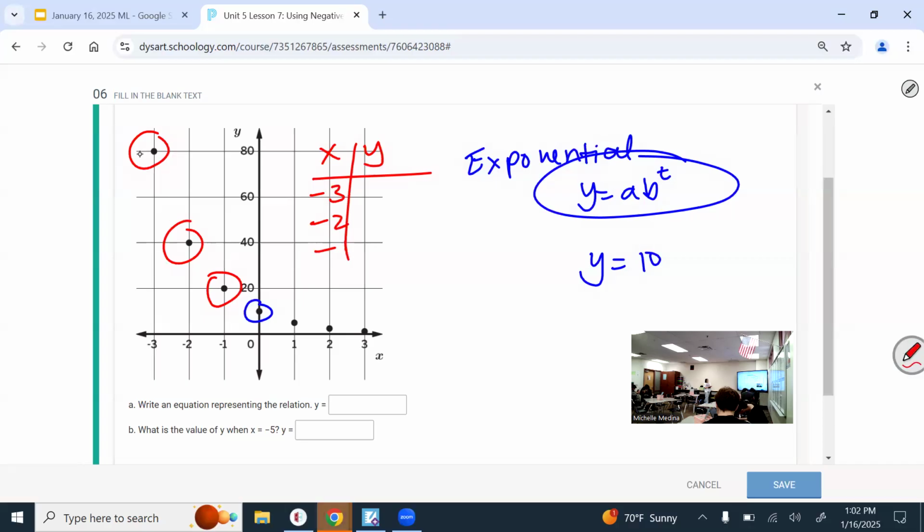So where x is -3, the y is 80. Where x is -2, the y is 40. Where x is -1, the y is 20. What would I have to multiply by each time to get the next number? What'd you say, Cameron? 2? No. If it was multiplying by 2 each time, we'd expect the numbers to get bigger. So we're multiplying by 1/2.